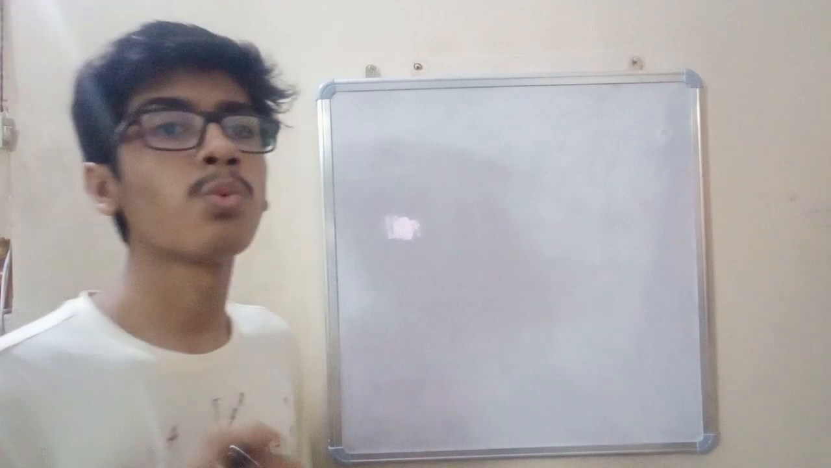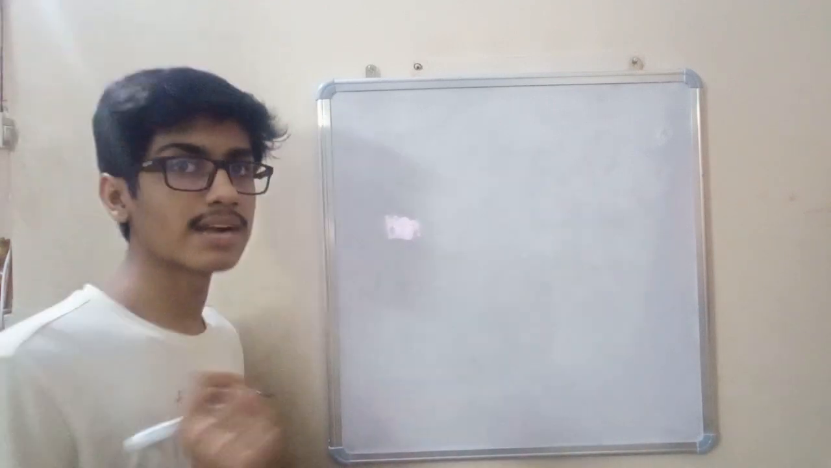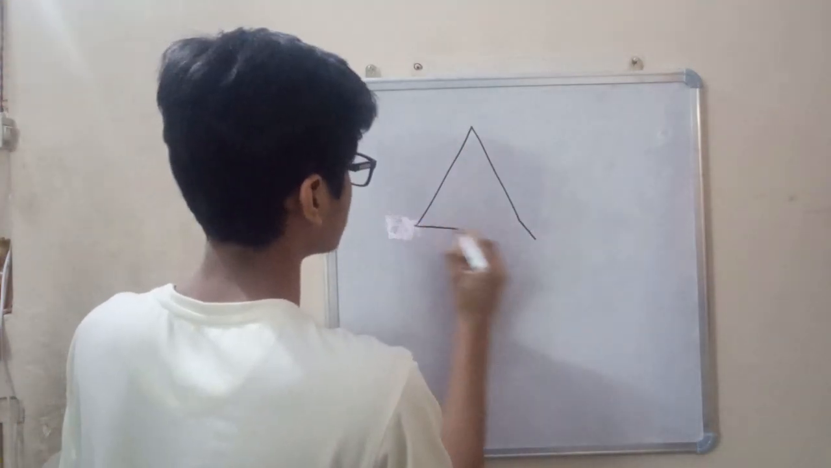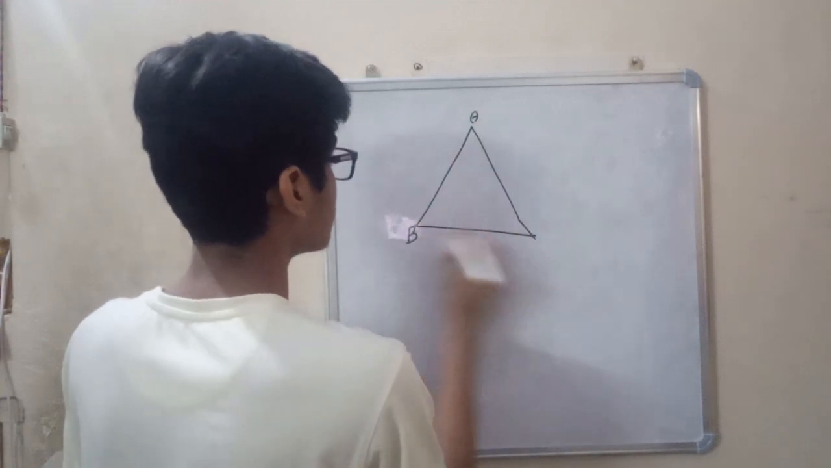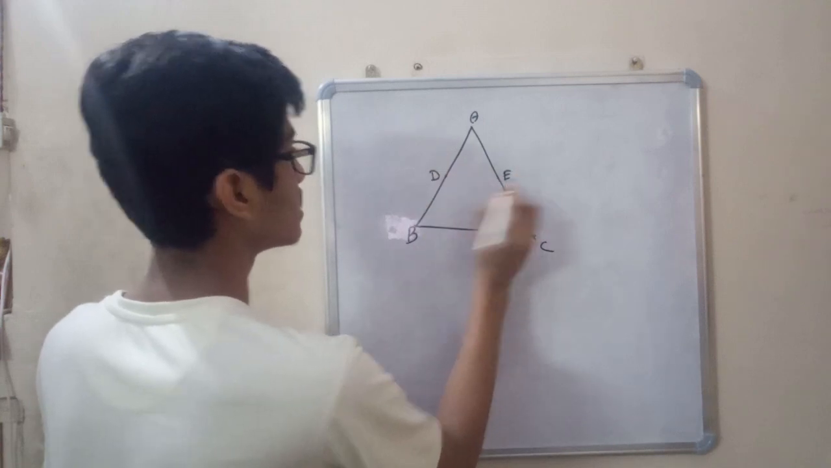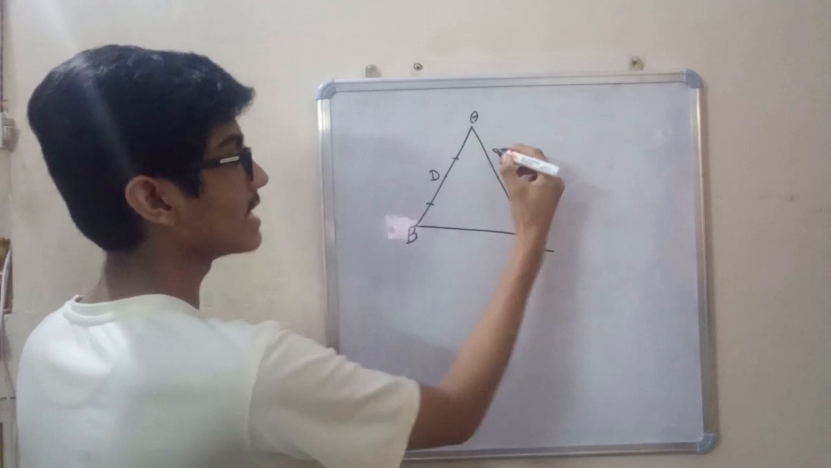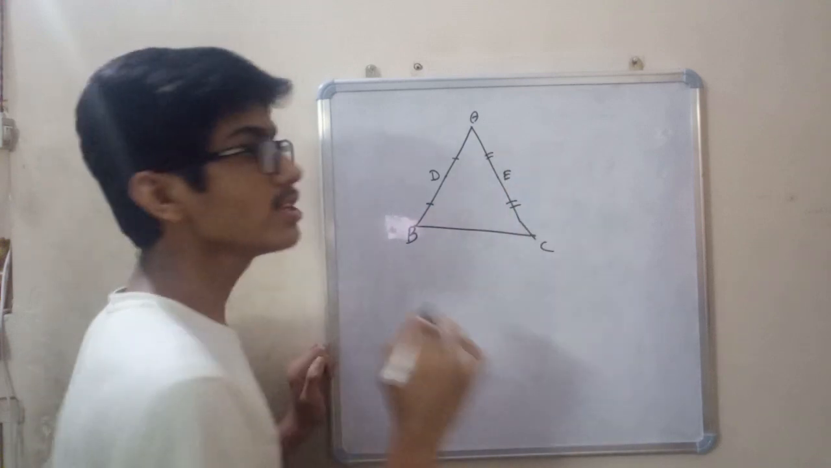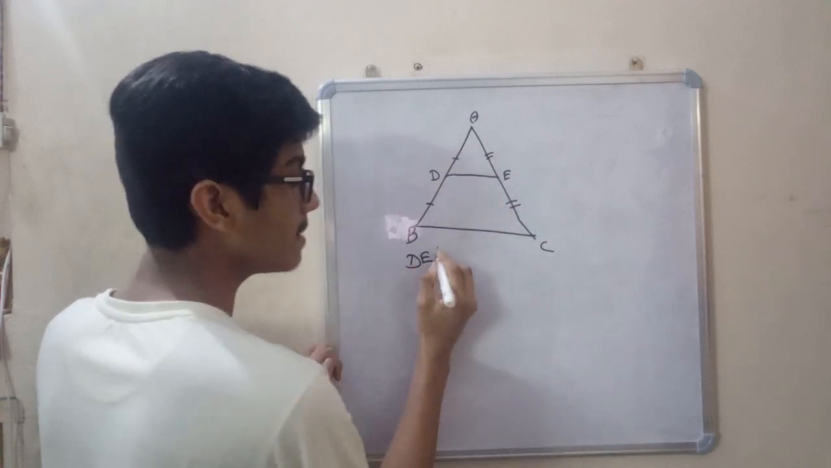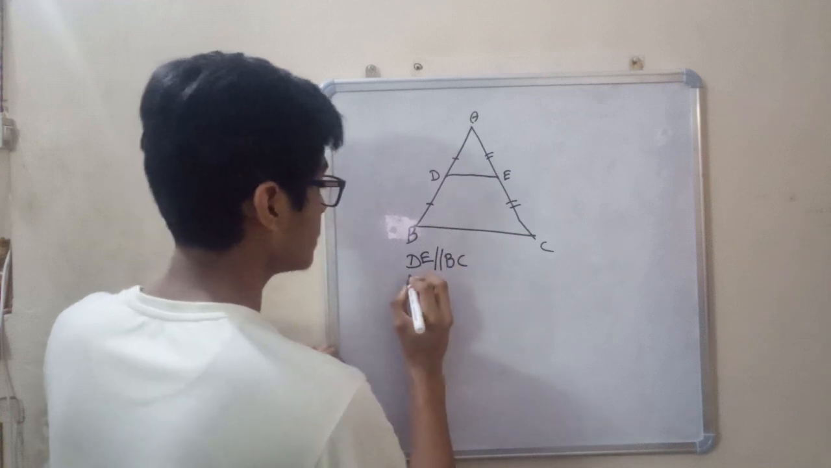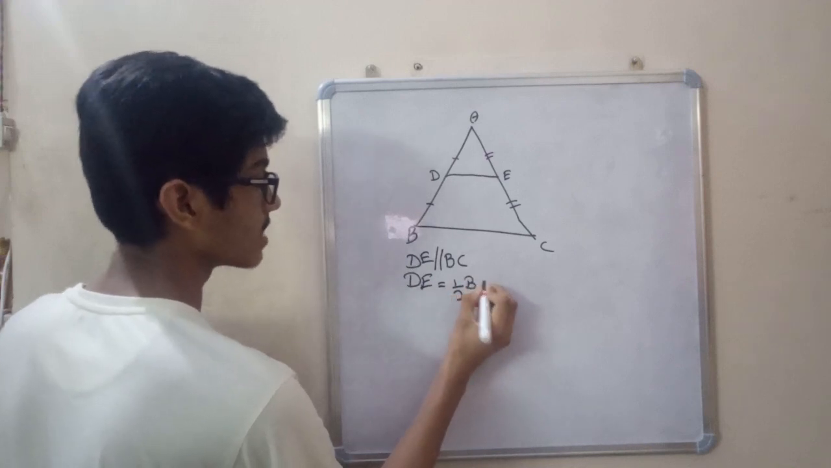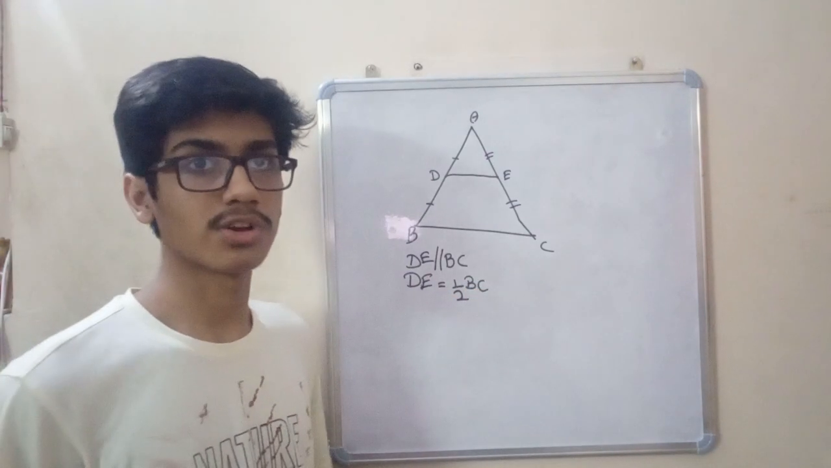First let's talk about what the midpoint theorem states. It states that, for example, if there is a triangle ABC, and this is a point D and this is a point E, and D is the midpoint of AB and E is the midpoint of AC, then the line DE is parallel to BC and DE is equal to half BC. So this is what is stated by the midpoint theorem.